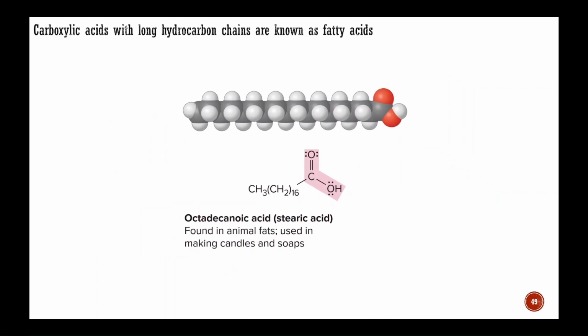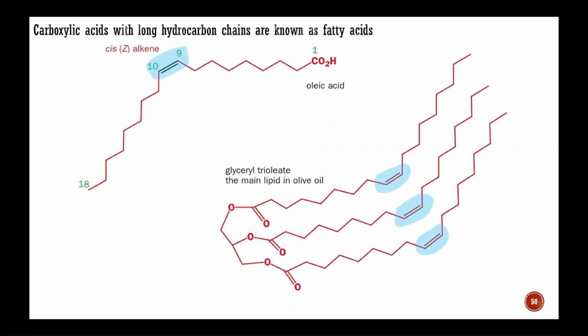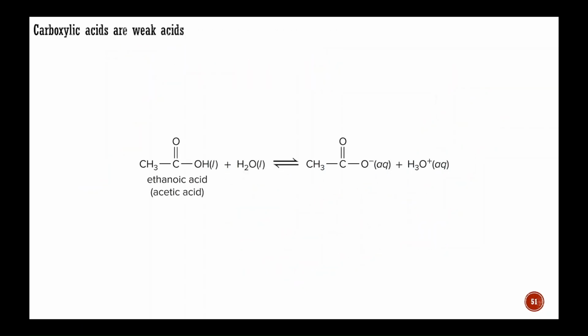Carboxylic acids with long hydrocarbon chains are known as fatty acids, an essential group of compounds found in all cells. Animal fatty acids typically have saturated chains, whereas many plant-derived fatty acids are unsaturated, usually with carbon-carbon double bonds in the cis configuration. These double bonds make them much easier to metabolize. Nearly all fatty acid skeletons contain an even number of carbon atoms because cells use 2 carbon units in their synthesis. You may recall that carboxylic acids are weak acids when dissolved in water.